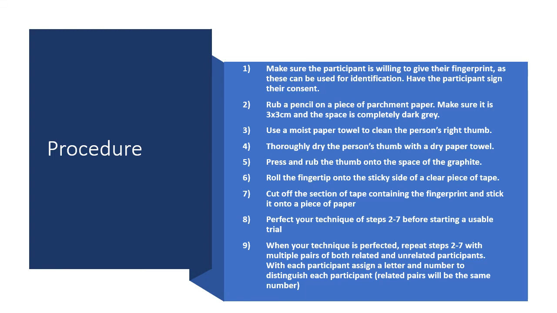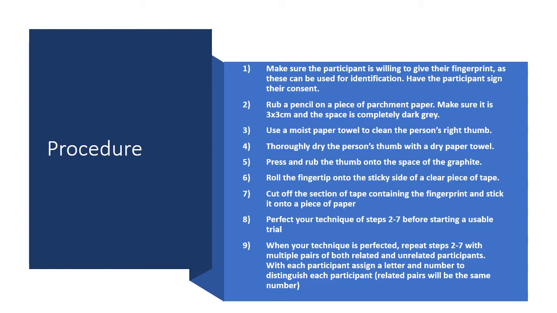Second, rub a pencil on a piece of parchment paper. Make sure it is completely dark gray. Third, use a moist paper towel to clean the person's right thumb. Fourth, thoroughly dry the person's thumb with a dry paper towel. Fifth, press and rub the thumb onto the space of the graphite. Sixth, roll the fingertip onto the sticky side of a clear piece of tape. Seventh, cut off the section of tape containing the fingerprint and stick it onto a piece of paper.